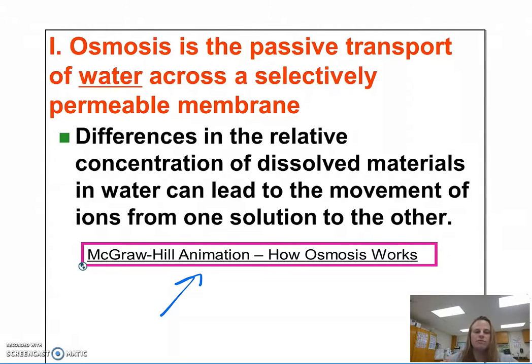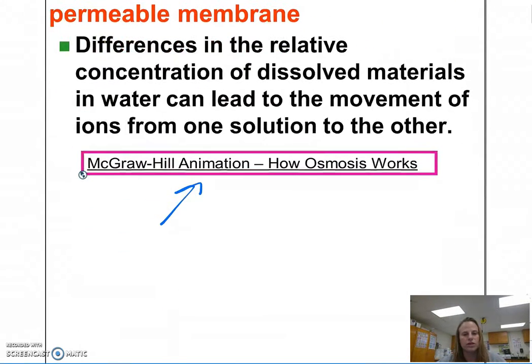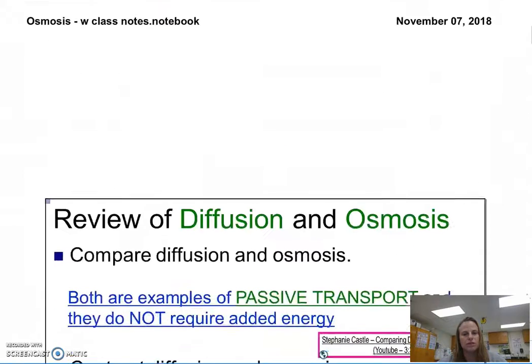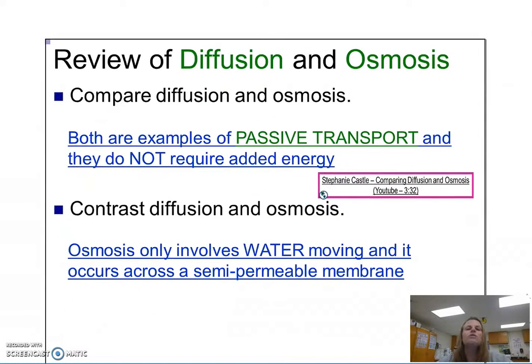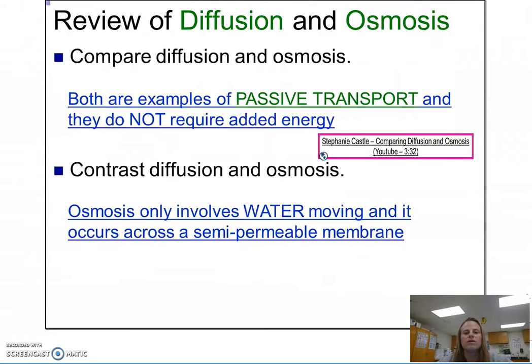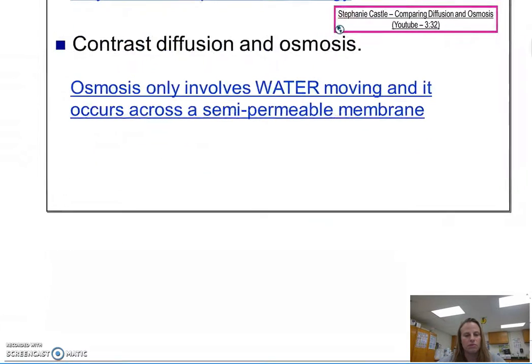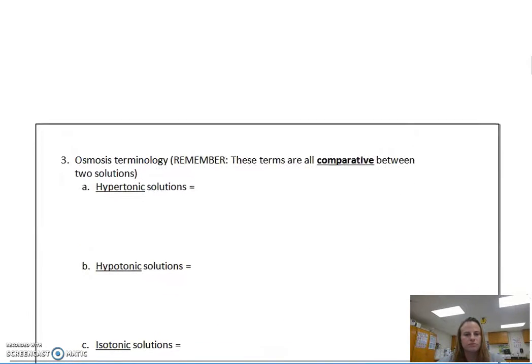This McGraw-Hill animation is a really good animation that shows how osmosis works. If we were to compare and contrast diffusion and osmosis, they are both types of passive transport because neither requires added energy, added ATP. But like I said, osmosis involves water moving, and it occurs across a semi-permeable membrane.